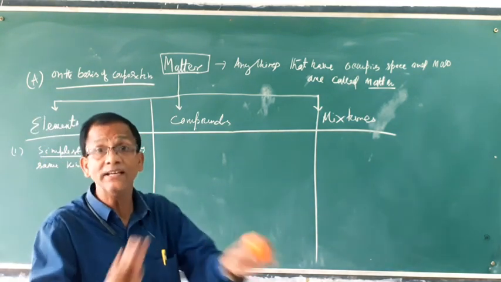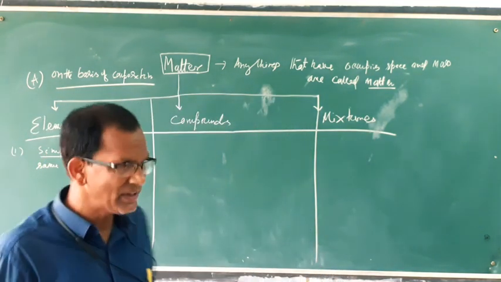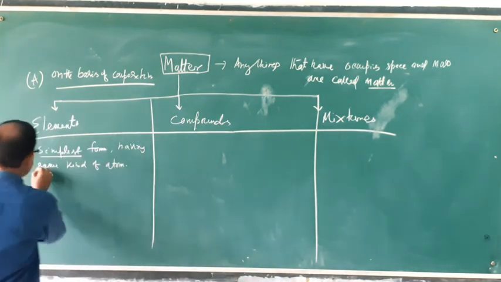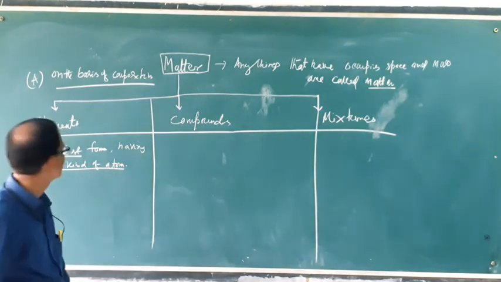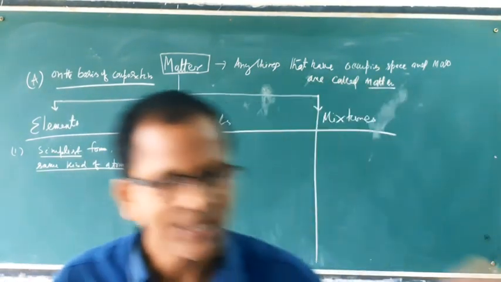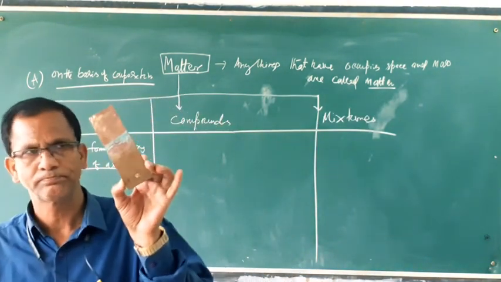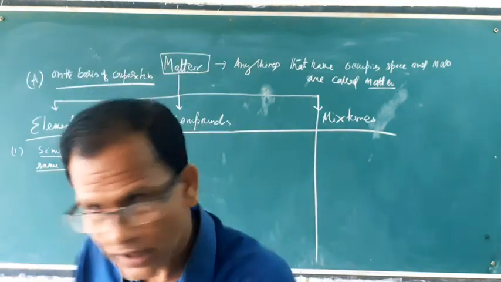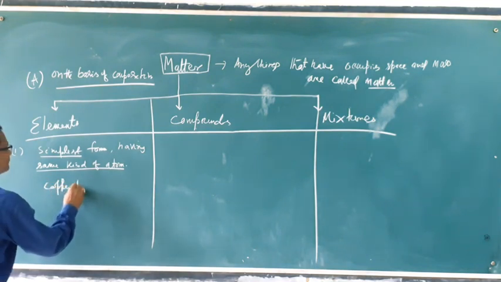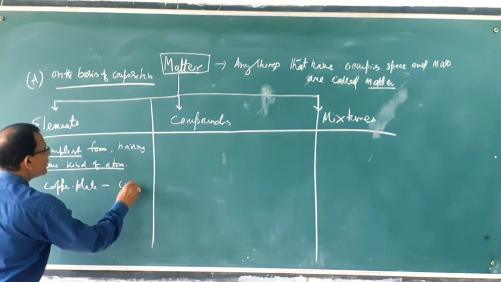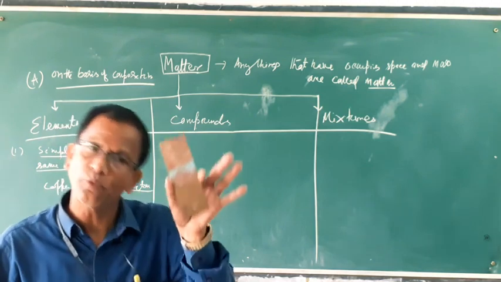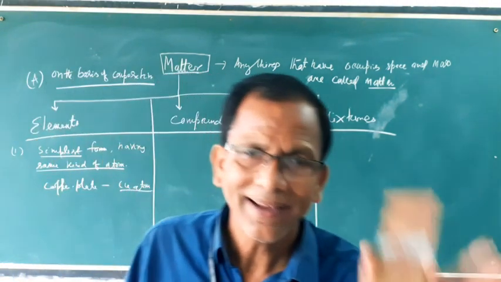No other thing is mixed. Simplest form means no different things are mixed, and having the same kind of atoms. That is called an element. For example, I am showing this one. This is a copper plate, made of copper atoms. So it is made of only copper atoms. That's why it is an element.